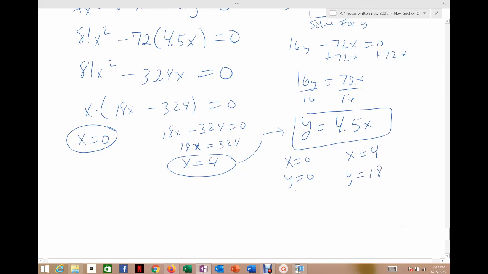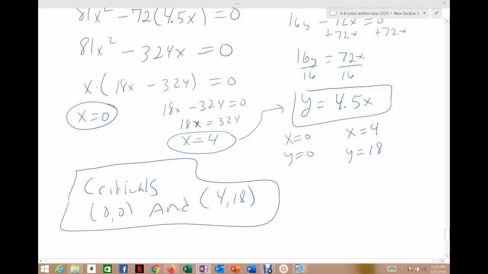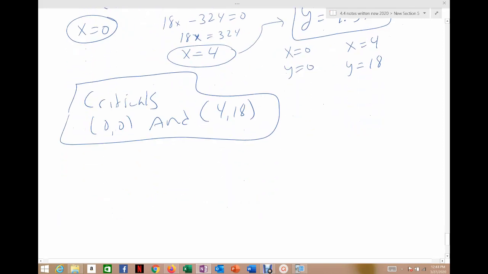Alright, so my critical values, I have two. My criticals are 0, 0, and 4, 18. Alright, now I'm going to see if they are max, min, or saddle point. And I have to use my D-test. Alright, so now my D-test.